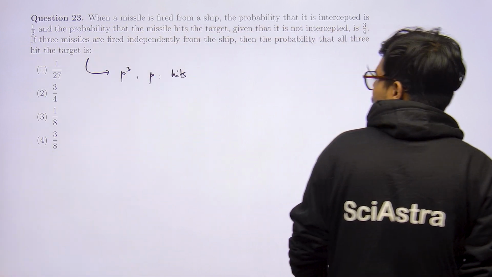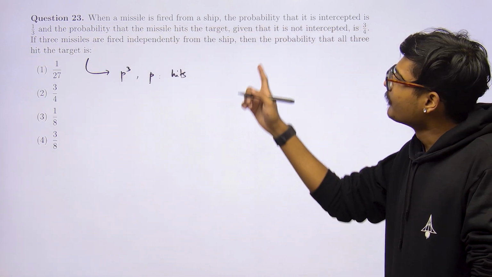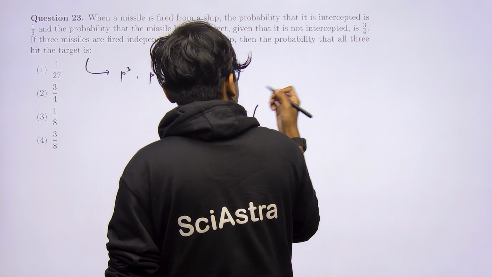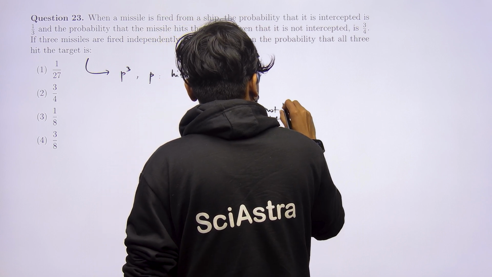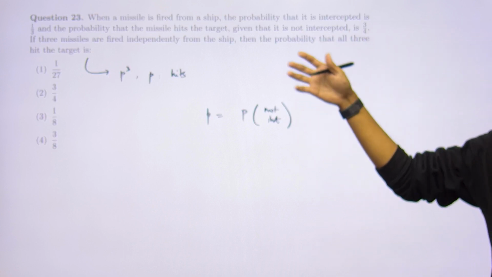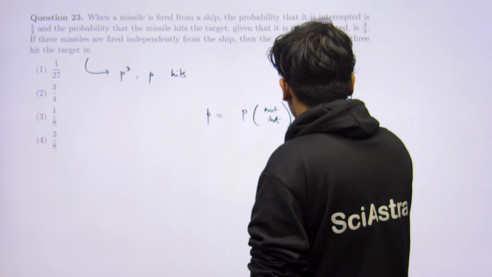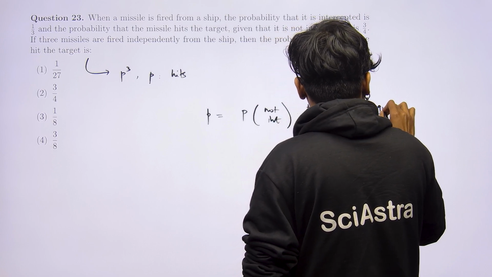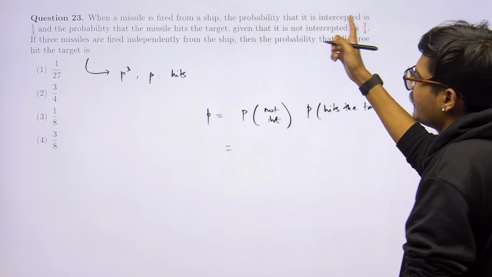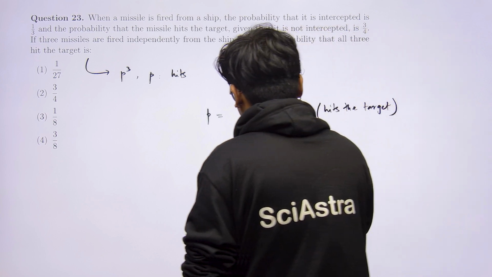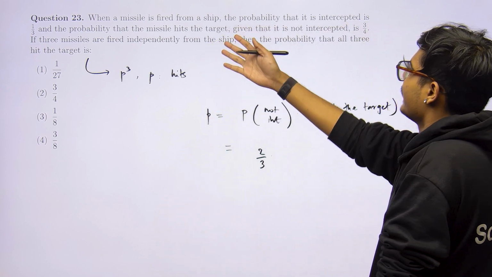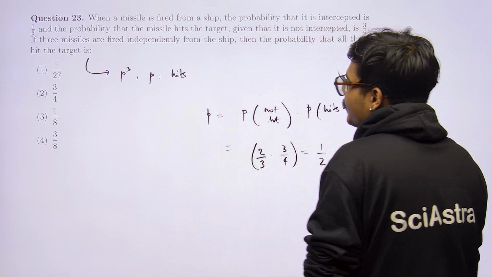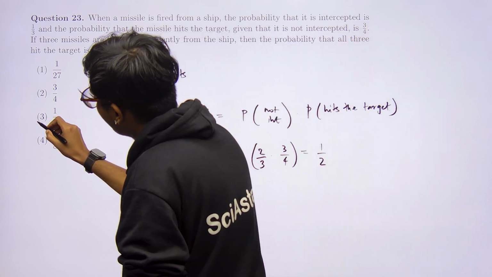Now, to find the probability of a missile hitting the ship, first of all, it should not get intercepted, right? So this probability, P, is nothing but the probability that it's not intercepted, times, even if it's not intercepted, it still has to hit it, right? So times the probability that it actually hits the target. So P basically turns out to be, the probability it's intercepted is 1 by 3, so the probability it's not intercepted is 2 by 3, times the probability it hits, which is directly given to you, 3 by 4. So you get that this probability is nothing but half, right? So the probability that all 3 of them hit is basically 1 by 2 cubed, which is 1 by 8, okay?